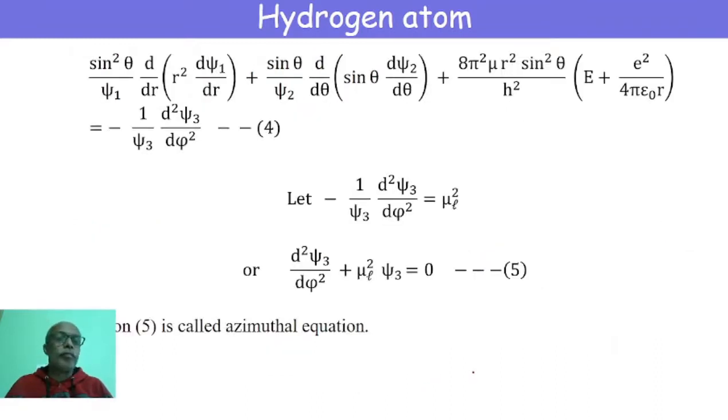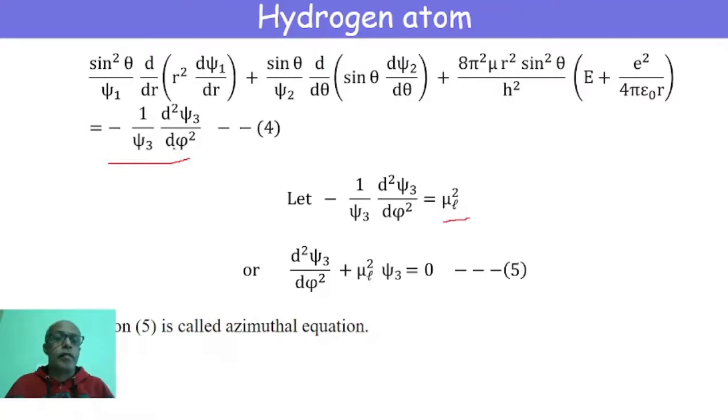Now, sin square theta by psi1 d by dr of r square d psi1 by dr plus sin theta by psi2 into d by d theta of sin theta d psi2 by d theta plus 8 pi square mu r square sin square theta by h square of E plus e square by 4 pi epsilon naught r is equal to minus 1 by psi3 d square psi3 by d phi square. I call this as equal to mu L square.